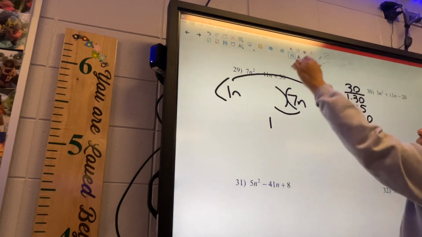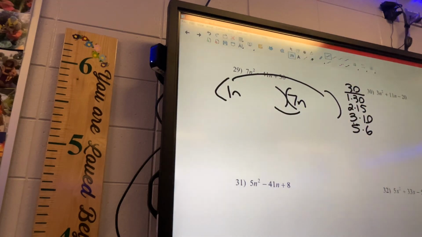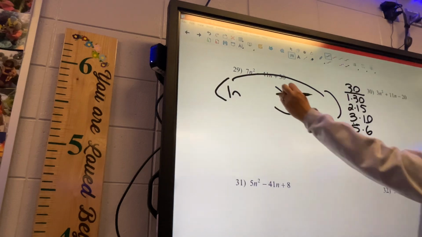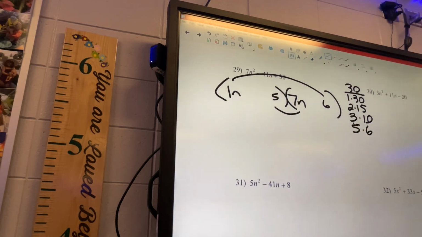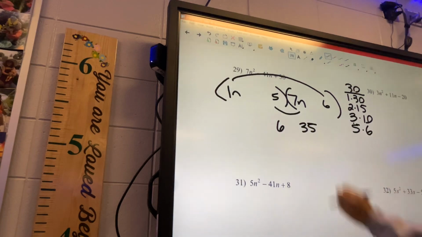Okay, and again, where should we be picking? From the bottom. Okay, but I can see why you chose 30. Why did you choose 30? Yeah, because 30 is pretty close to 41, right? But then when you do the timesing, it ups it even more. So again, I would try the smaller. Okay, so you're going to get a 6 and a 35.